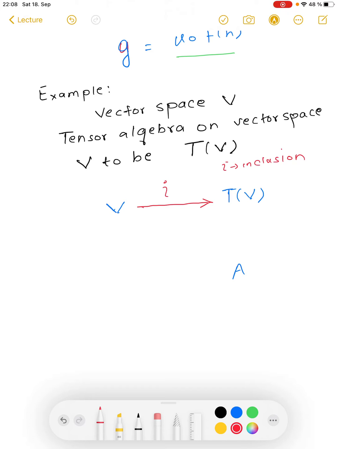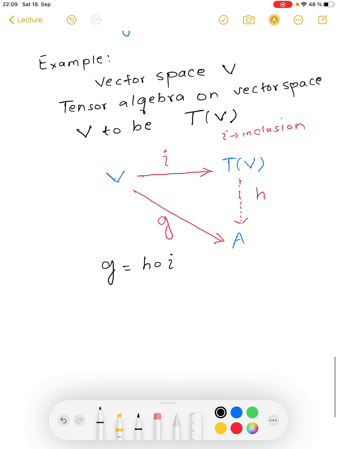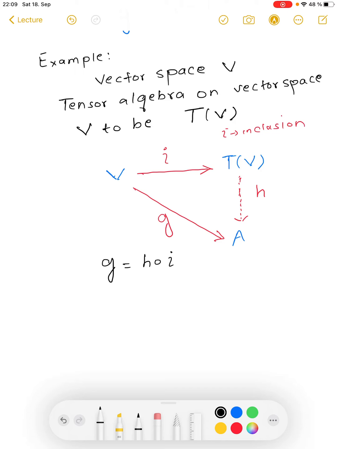Now let us say that there is some linear map from this vector space to this algebra A. Let me call this G. Then the universal property says that there must exist a map from this tensor algebra to this algebra A. This map must exist, and let me call this H, such that G is equal to H after I. So this algebra homomorphism must exist. This is a universal property.